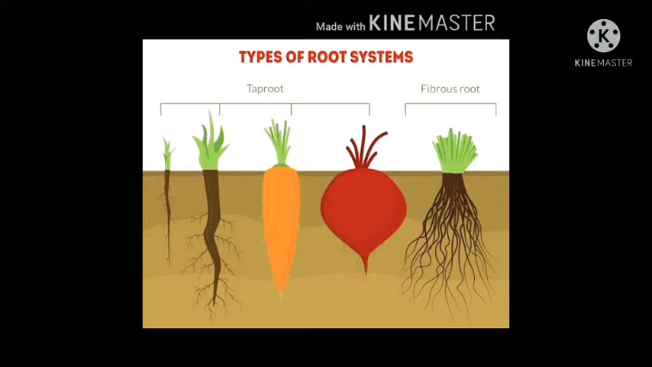Now, the main functions of the root. What are the main functions of the roots? The main function of the root is to grow into the soil and fix the plant firmly to the ground. And secondly, they absorb water and minerals from the soil which the plant uses to manufacture its food.